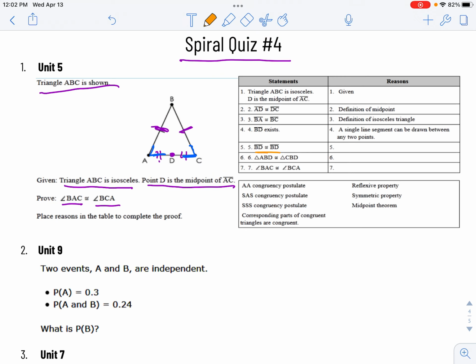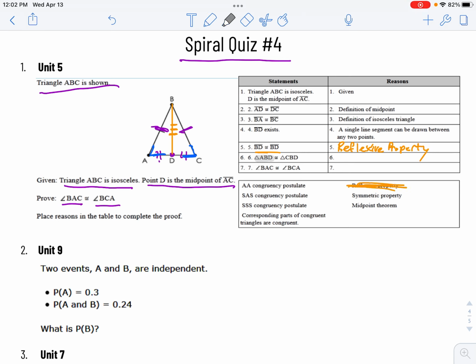It's saying BD is congruent to BD. It's not drawn, but we can draw it right there, and it splits the triangle into halves. So how would we know the shared side is congruent to itself? Well, that's just the reflexive property. That's just something you gotta know.